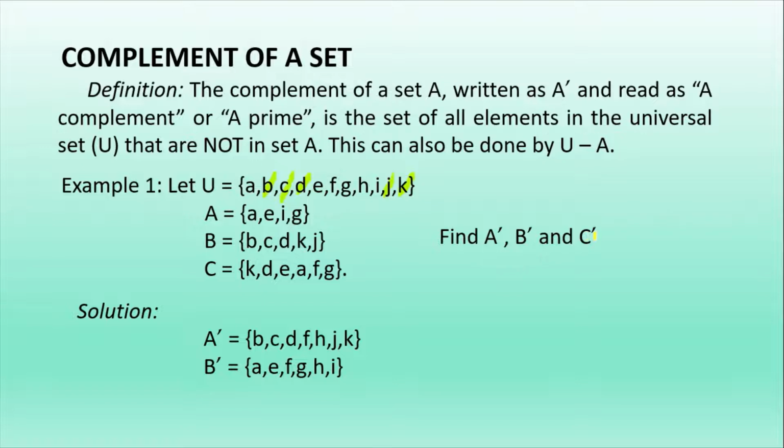Lastly, we have the C complement. Same process lang dun sa A complement and B complement. So, we'll come up with K, burahin. D, burahin lang din natin. E, burahin. We have also A. We have also F. We have also G. So, ano yung natira? We have B, C, H, I, J. So, those are the complement of C. Okay? So, I hope you understood what is complement of a set.